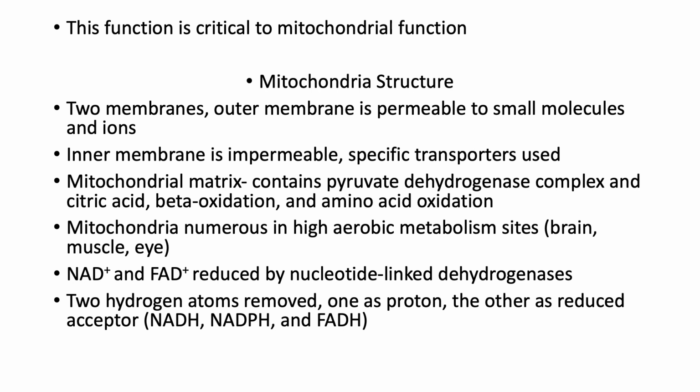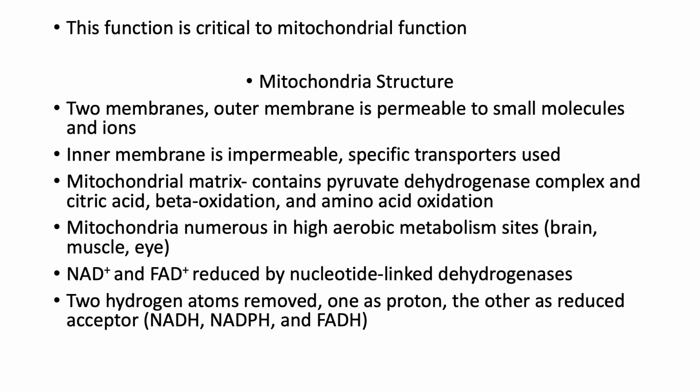So mitochondrial structure is as follows. There are two membranes. An outer membrane is permeable to small molecules and ions, and the inner membrane is impermeable, and you have to use specific transporters. The mitochondrial matrix contains the pyruvate dehydrogenase complex and the citric acid cycle, and this is where beta oxidation and amino acid oxidation occur. Mitochondria are numerous in sites of high aerobic metabolism such as brain, muscle, and eye.